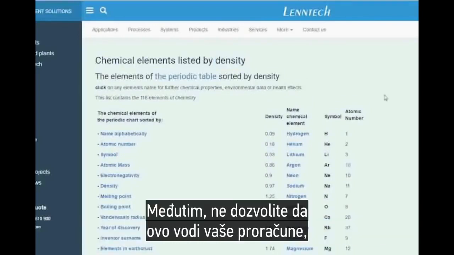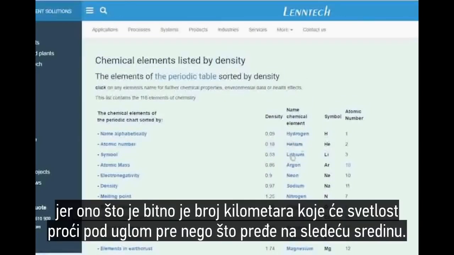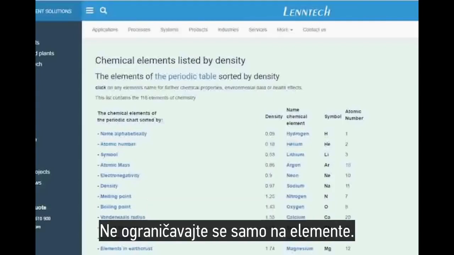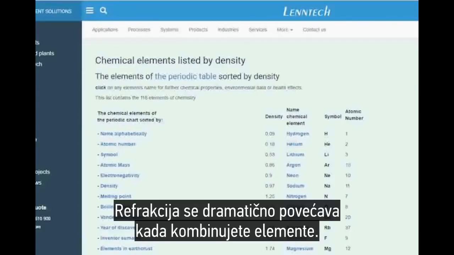But don't let that dominate your calculations, because what matters is the amount of miles light will travel at the angle before crossing into the next medium. Also, it matters greatly the different materials in the atmosphere. Do not limit your bias to elements only. Refraction increases dramatically when you combine elements.